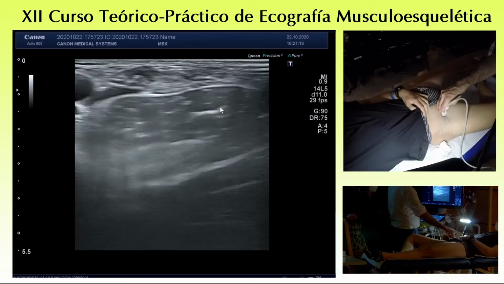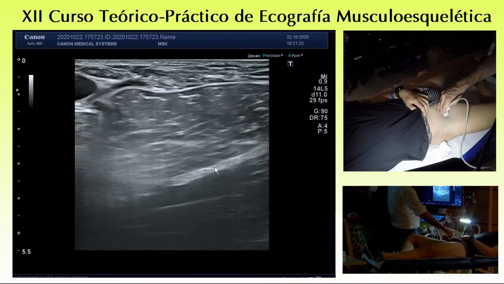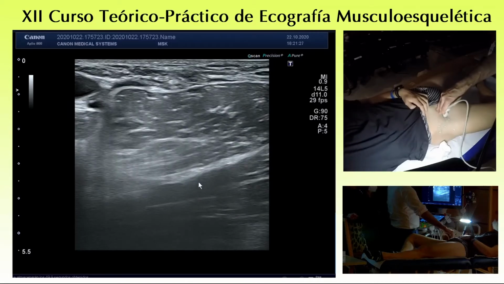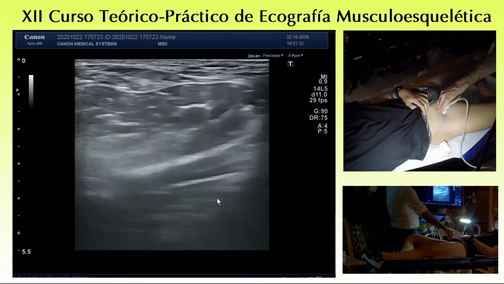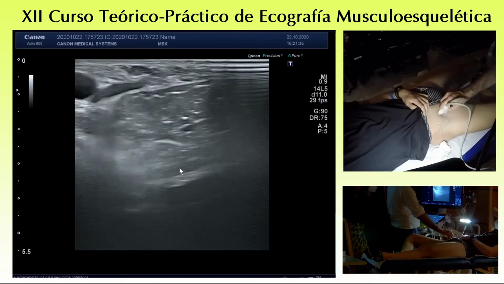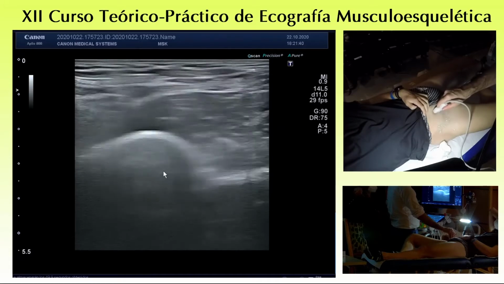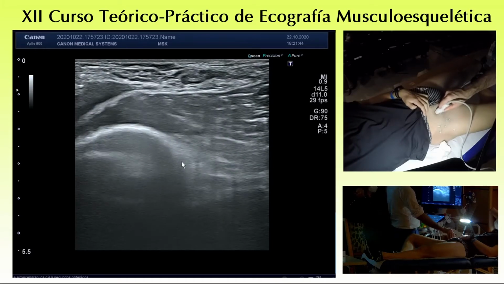Then, if we have seen the pectineus, underneath the pectineus we have this muscle, okay? And moreover, we have this plane. This is the obturator externus muscle, okay? And if you go distally, if you put the probe in transverse plane, you have to adjust the depth.